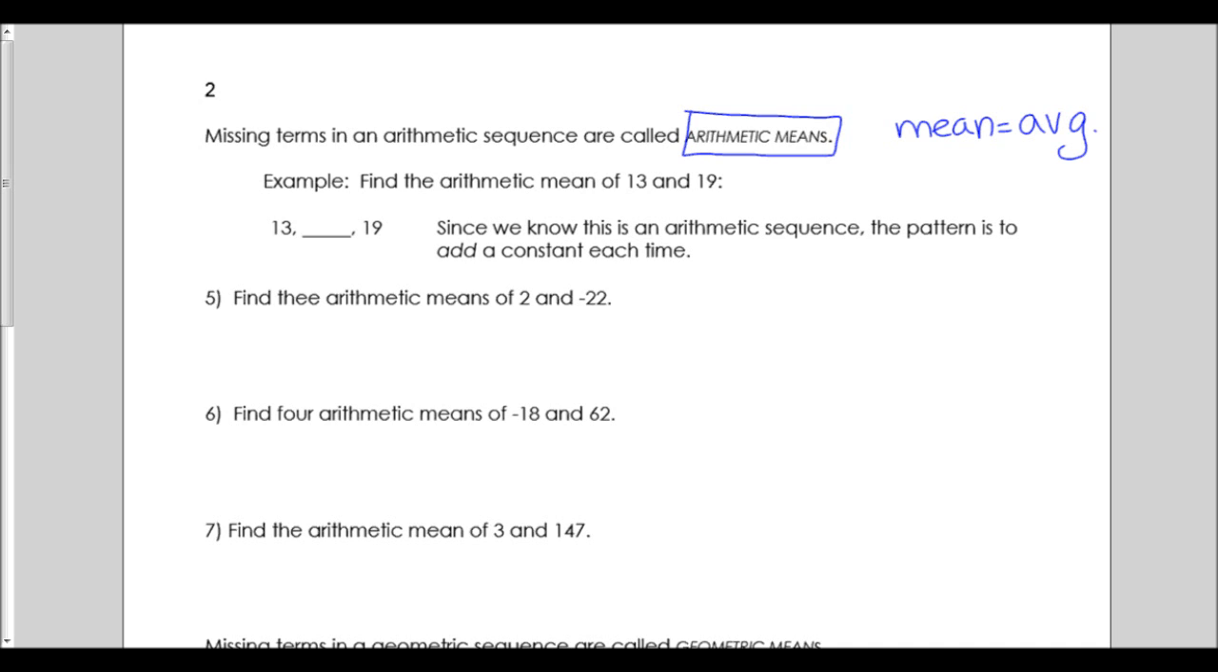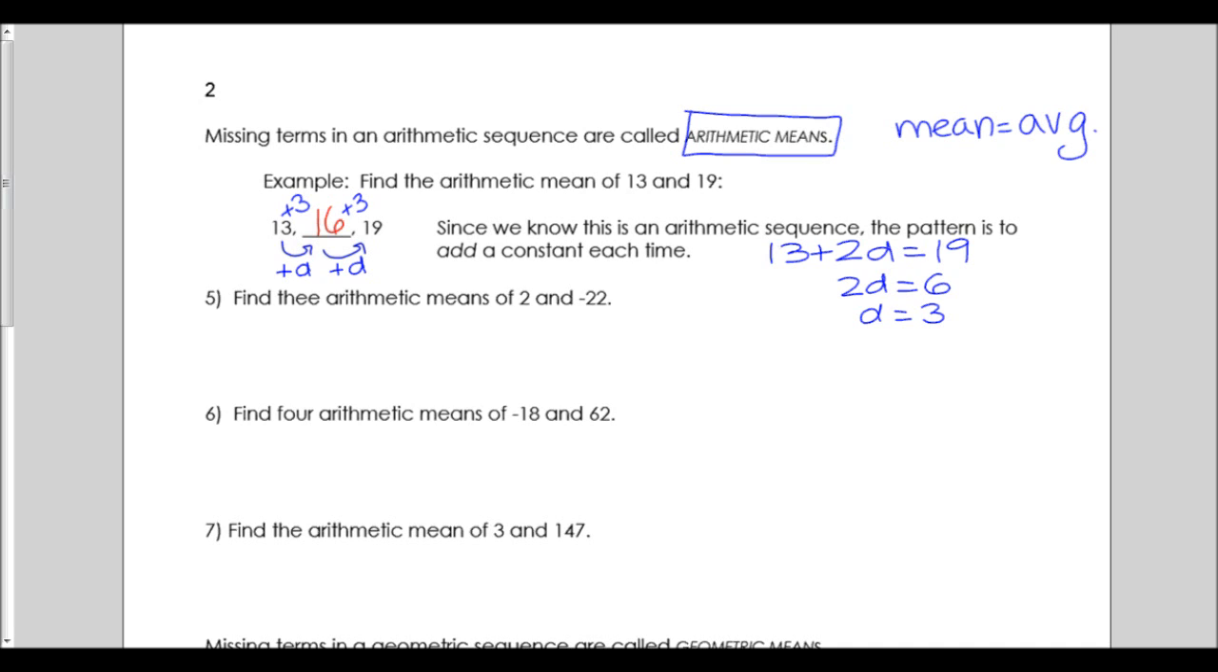So if we started with this example to find the arithmetic mean of 13 and 19, that means put a number in between so that I follow the pattern where if I add a common difference, I would wind up with 19. So for this one, I would have 13 plus 2 differences has to get up to 19. So 2 differences, if I move the 13 over, would be equal to 6. So 1 difference would be equal to 3. That means I add 3 each time to get the next term. So 13 plus 3 is 16, and then if I follow my pattern along, 16 plus 3 should equal 19, which it does.